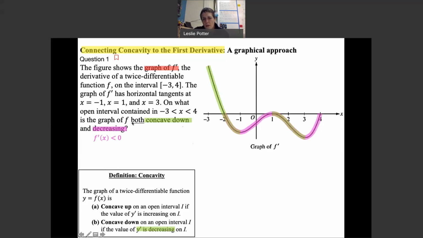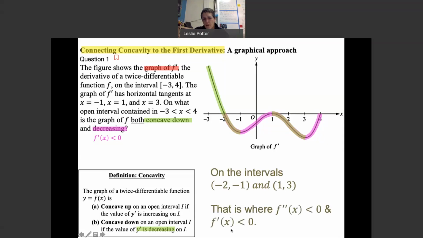So we want both of these to occur simultaneously. That's what the stem is saying here. So we've got to look for where they overlap. Where does the green and the pink overlap? Well, the green and the pink overlap everywhere where you see brown, which means that they overlap here. So our derivative is both decreasing and negative. And here, again, our derivative is both decreasing and negative. So those are the locations where the function itself is concave down and decreasing. So it's on the intervals of -2 to -1 and 1 to 3. So that's answering the question.